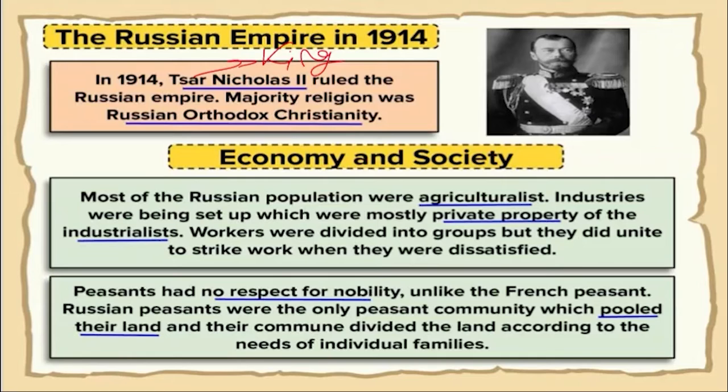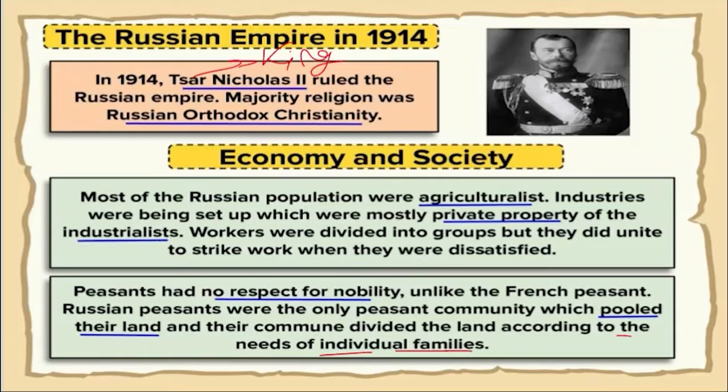Russian peasants were the only peasant community which pooled their land, and the commune divided the land according to the needs of the individual family. So what happened was, they had no respect. No way. You're the land giver, we don't care about you. You do whatever, we are not going to listen to you, we will do what we want. And if the nobility opposed them, they directly killed them with no fear.